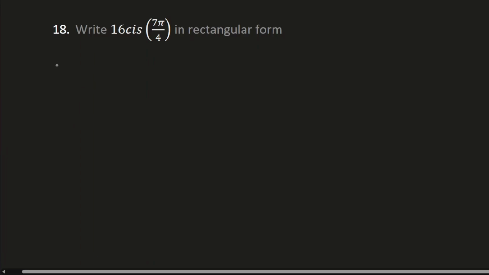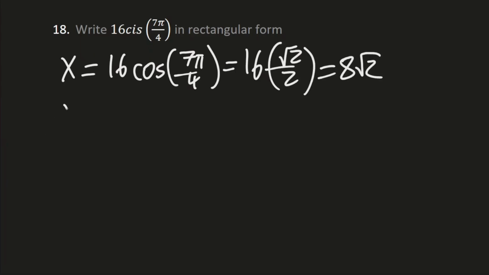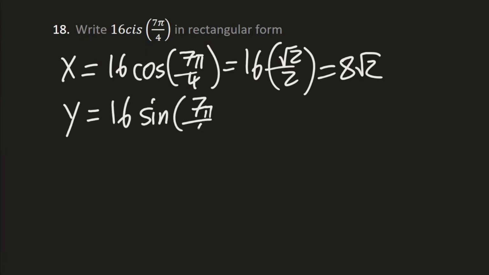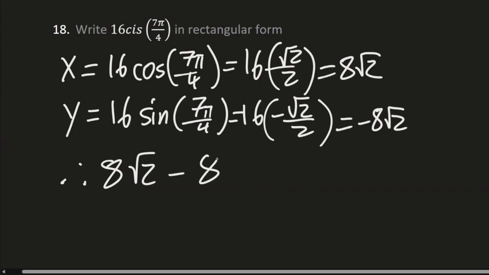Okay, for this question, our real part x is equal to 16 times the cosine of 7 pi over 4, which is equal to 16 times square root of 2 over 2, which is equal to 8 square root of 2. For our y, we have y is equal to 16 times the sine of 7 pi over 4, which is equal to 16 times negative square root of 2 over 2, which gives us negative 8 square root of 2. And therefore, we get 8 square root of 2 minus 8 square root of 2 times i.